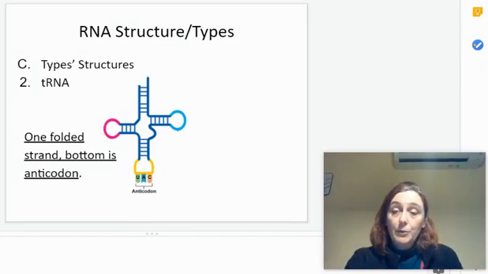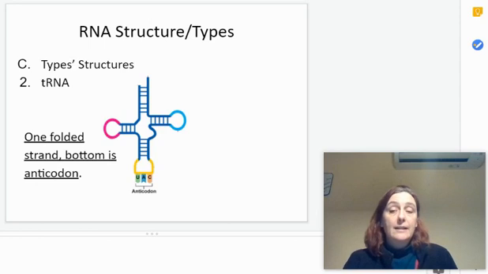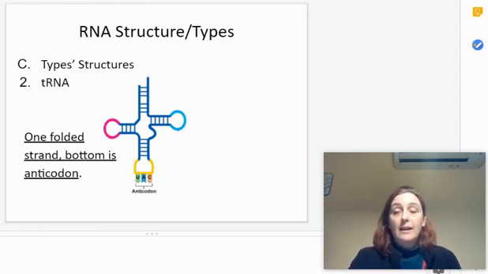The differences between RNA and DNA. DNA is double-stranded, RNA is single-stranded. DNA has deoxyribose, RNA has ribose, and instead of T, RNA has U.